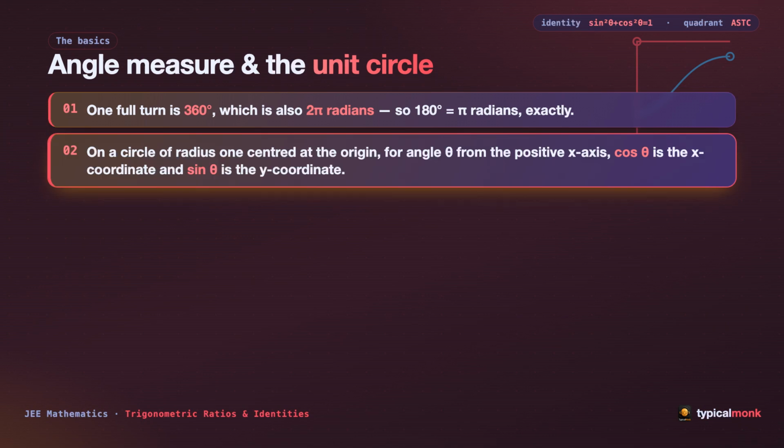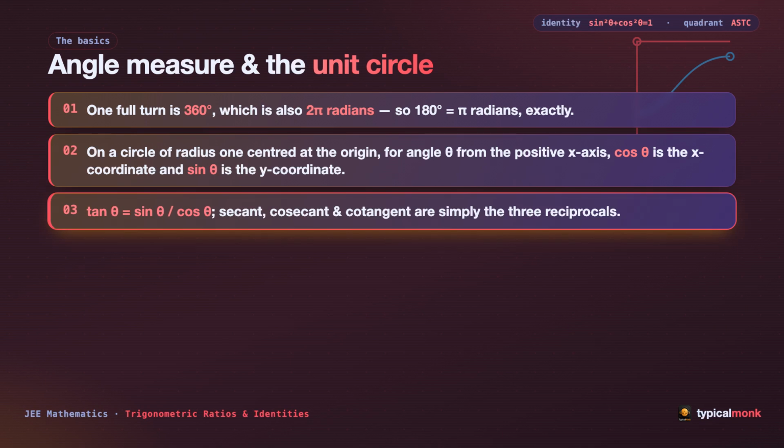Now, picture a circle of radius 1, centered at the origin. For an angle theta measured from the positive x-axis, cosine theta is simply the x-coordinate of the point where the angle meets the circle, and sine theta is the y-coordinate. Tangent theta is sine theta divided by cosine theta. Secant, cosecant, and cotangent are nothing new. They are simply the three reciprocals of cosine, sine, and tangent in turn.